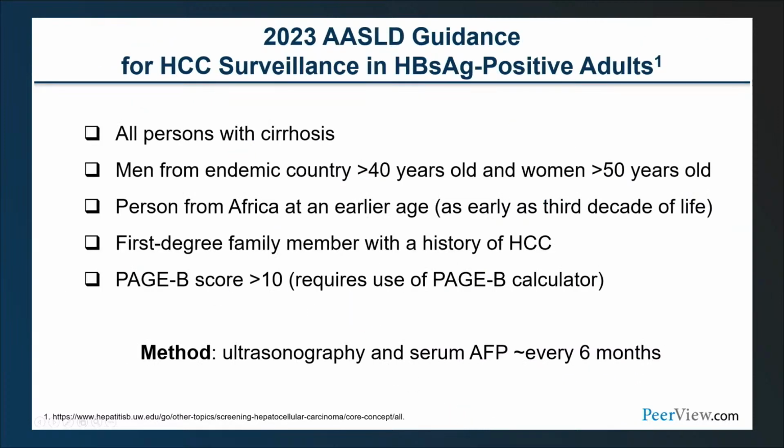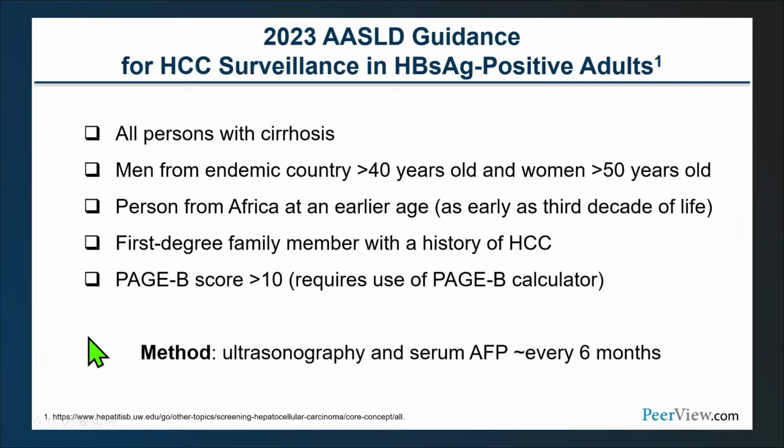The 2023 AASLD guidance for hepatocellular carcinoma was recently updated, and so you can see here, all persons with cirrhosis, men from endemic countries greater than 40 years or 50 years for women, persons from Africa, consider at an earlier age. We had a prior discussion about this, age 20, because of the potential aflatoxin. And anyone with a family history of any kind of hepatocellular carcinoma, I have a very low threshold for initiating with any type of risk factor.